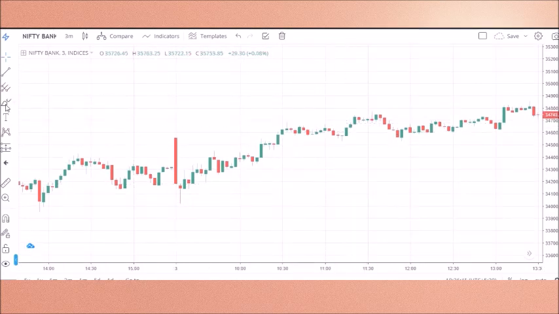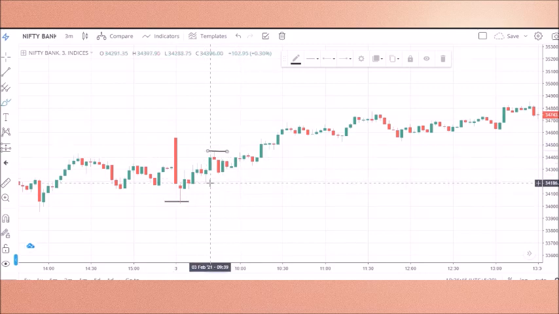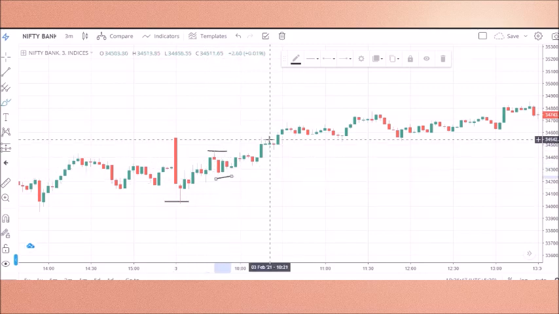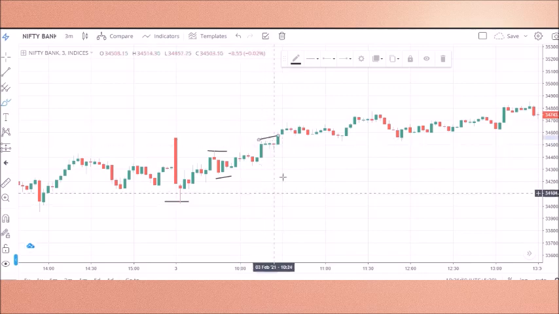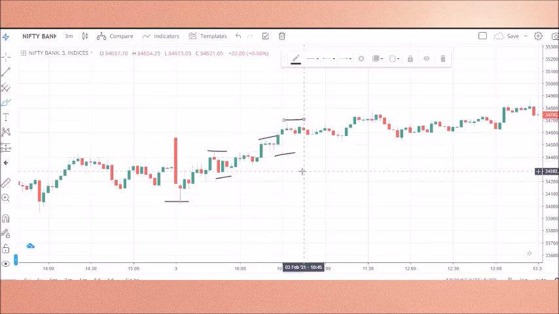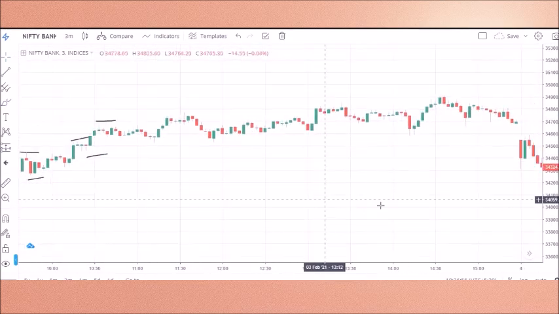See here again, low, high, higher low, higher high, again higher low, higher high. So an uptrend is formed here. Again it becomes range bound.